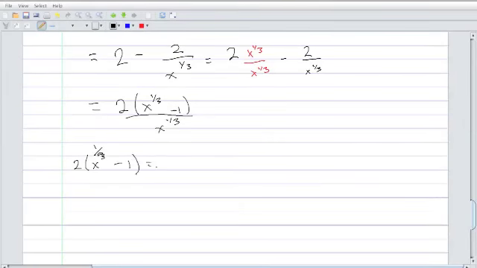Minus 1. If you divide both sides by 2, you have x to the third minus 1 equals 0. So you have x to the third is equal to a positive 1. So to get rid of the third, if you cube both sides, you have that x is equal to 1.